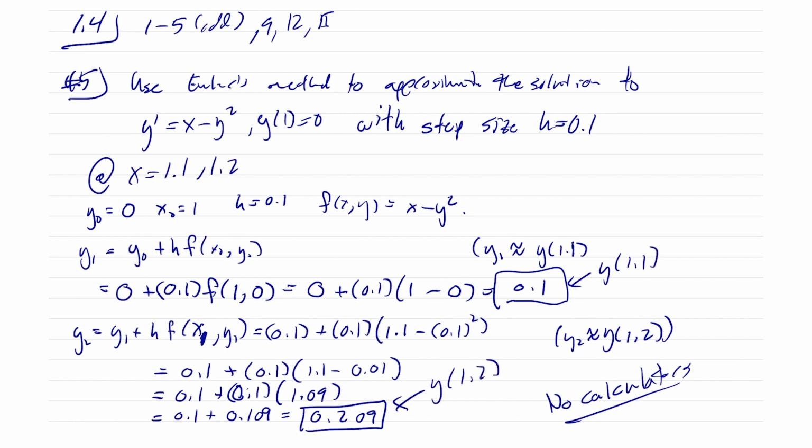I don't want you using calculators on the exam, but I'm not going to give you anything difficult. At most you should be multiplying 0.1 times, say, 1.1 or 1.09. These are all fairly straightforward.